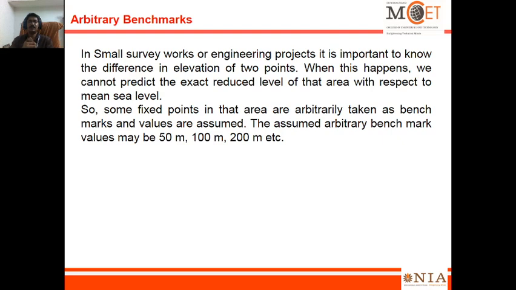So these are the varieties of benchmarks, and previously we have seen the different terms: level surface, horizontal line, vertical line, right? So please remember these terms, friends.